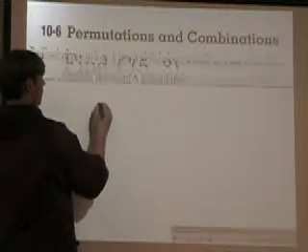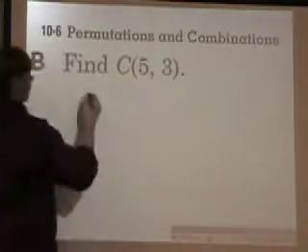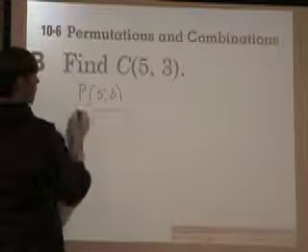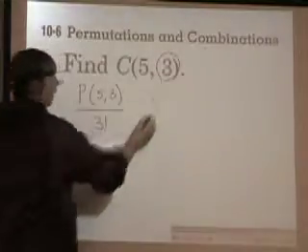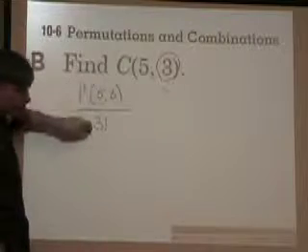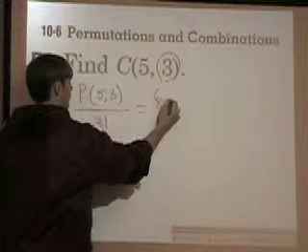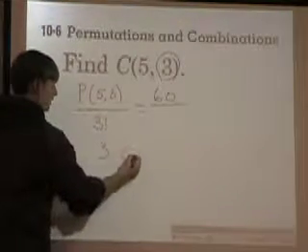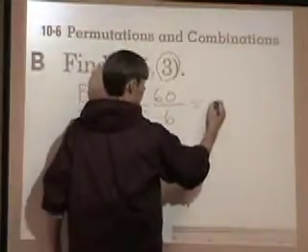Combination 5, 3 is the permutation 5, 3 over what? 3 factorial. Remember, the second term factorial goes on the bottom. So when you're doing a combination, you put the permutation on top and the factorial on bottom. We said the permutation 5, 3 was 60. You divide that by 3 factorial, which is the same as 3 times 2 times 1, which is 6. 60 divided by 6 equals 10.